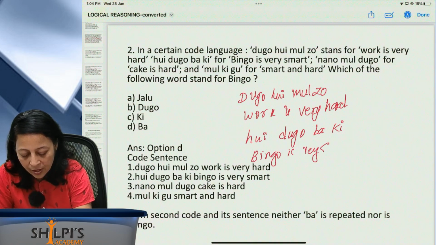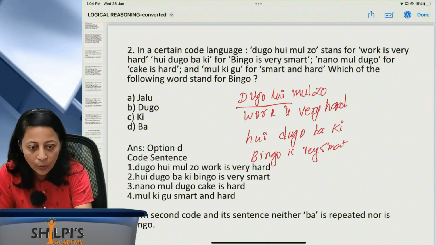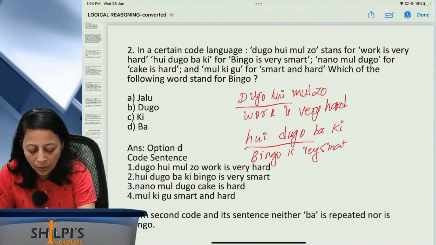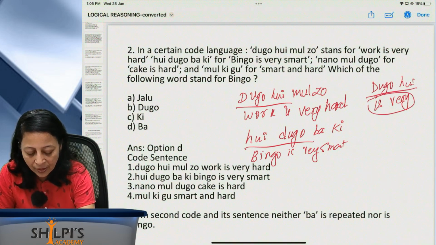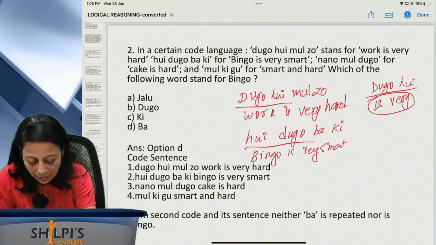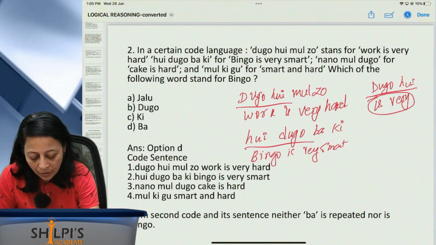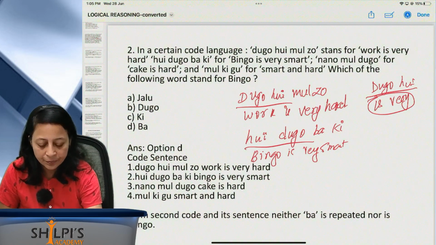Okay. So you can see that there is a repetition of do go and hue. Here also there is do go and hue. So either do go or hue is meant for is and very. So do go and hue mean is and very, so that is done with. Again, if you see work hard and bingo smart, for those words we have to derive it. Okay. Now let's take the third word.